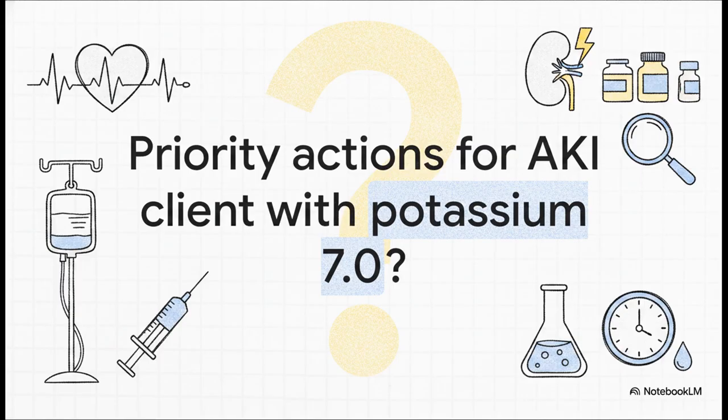Listen closely. A client with acute kidney injury has a documented serum potassium level of 7.0. Which of the following actions should the nurse plan as a priority? Should they place the client on a cardiac monitor, notify the healthcare provider, put the client on NPO status except for ice chips, review the client's medications to determine if any retain potassium, or allow an extra 500 milliliters of IV fluid to dilute the concentration? Take a few seconds to think and lock in your answer.